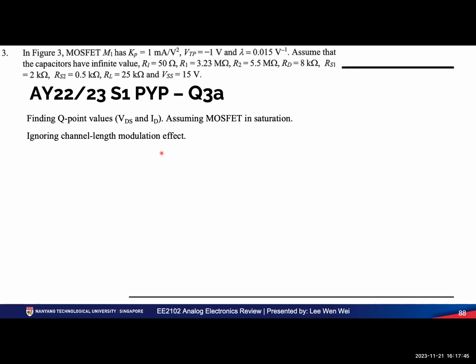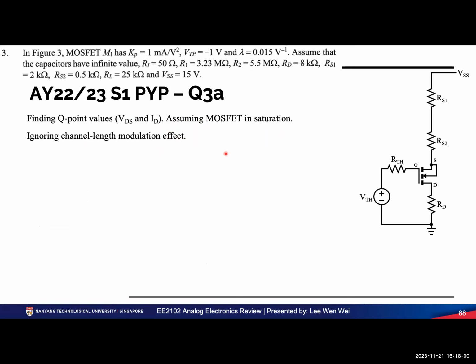So ignore channel modulation effect, right? That one is just the formula, with channel modulation and no channel modulation, so you just ignore. Don't really think so much about that one, just always ignore. In this case, usually it's ignore. So we have the circuit, right, from just now, never do anything, right?